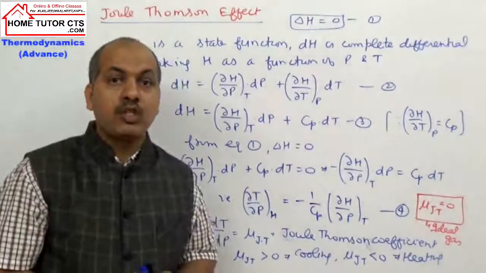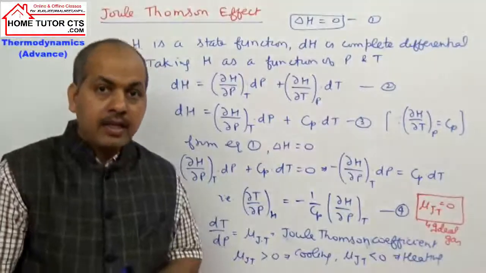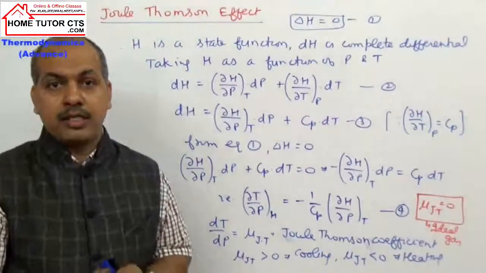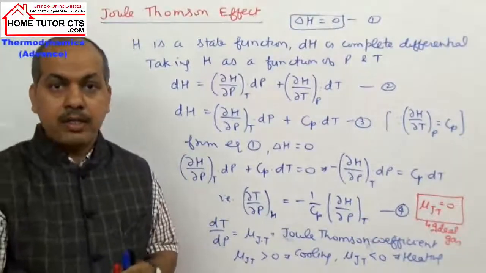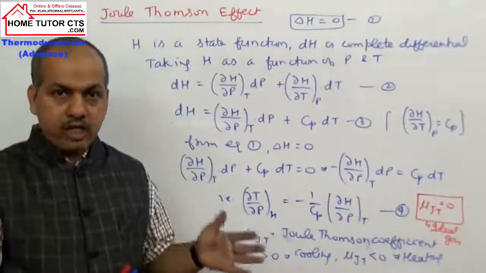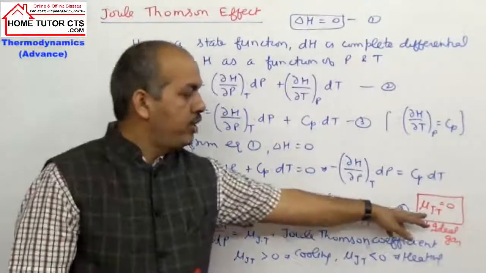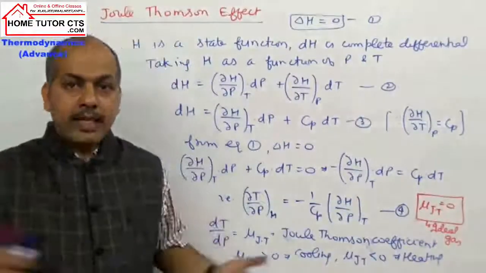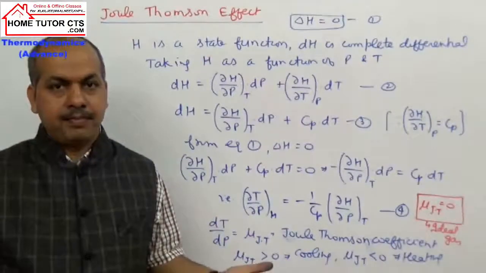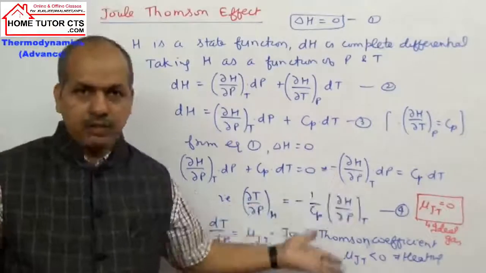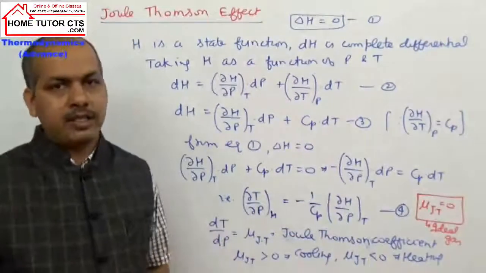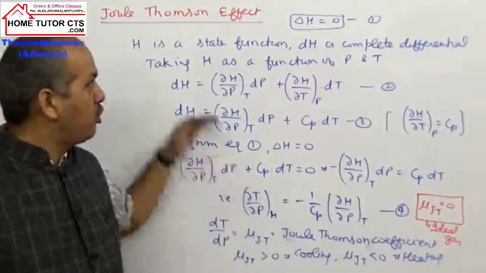Why? Because for an ideal gas, among the molecules there are no interactive forces, no attraction, no repulsion among gas molecules. That means mu JT becomes 0 because the gas will do work against no interaction forces. So I hope this topic is clear.